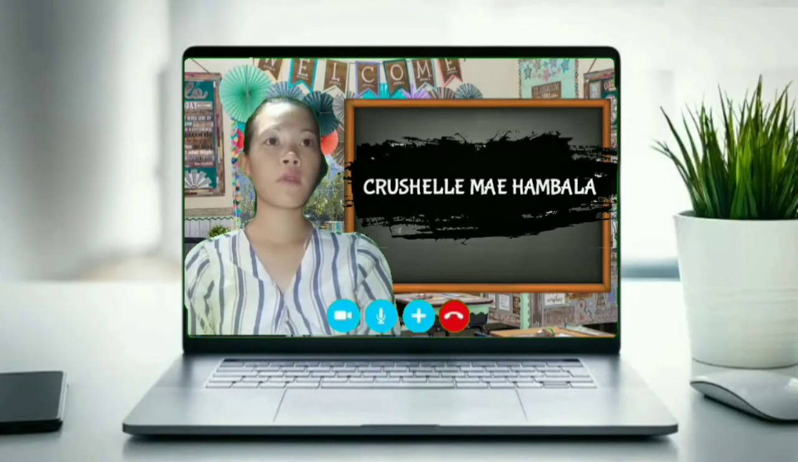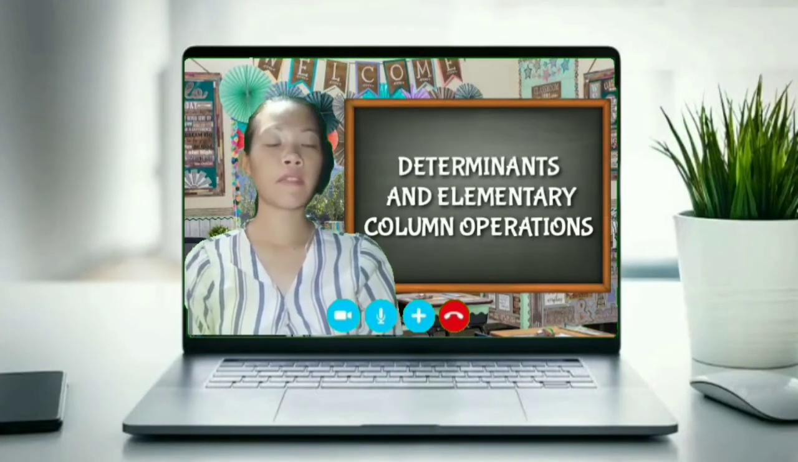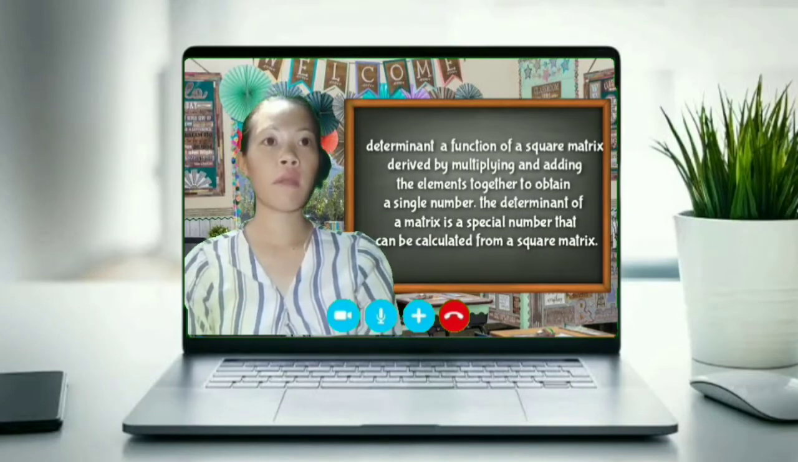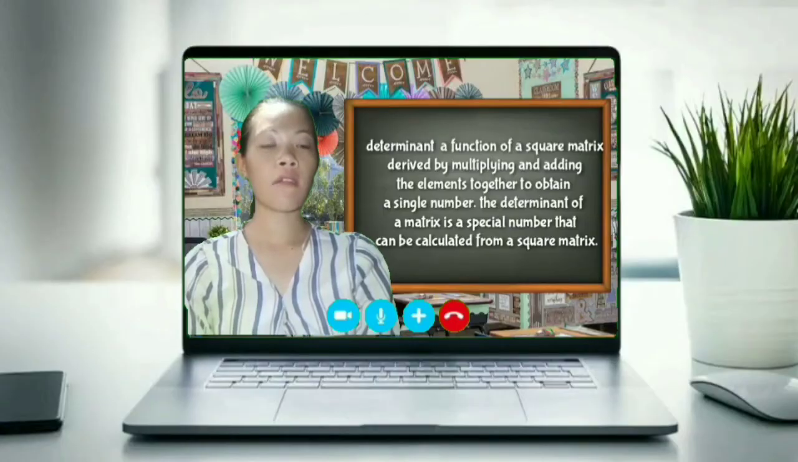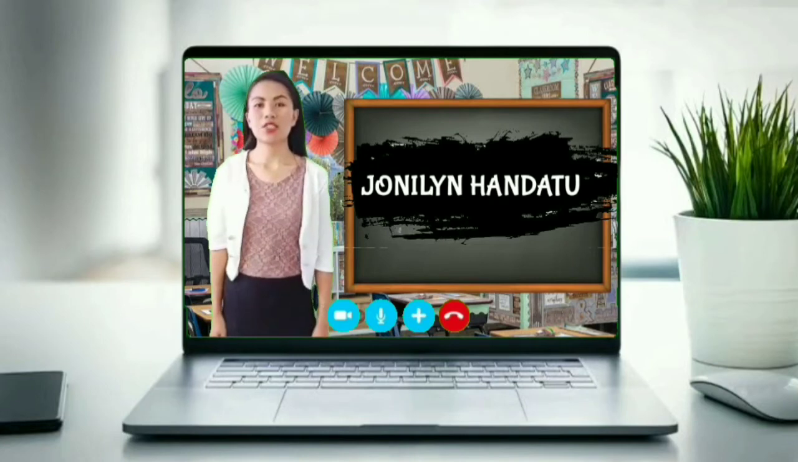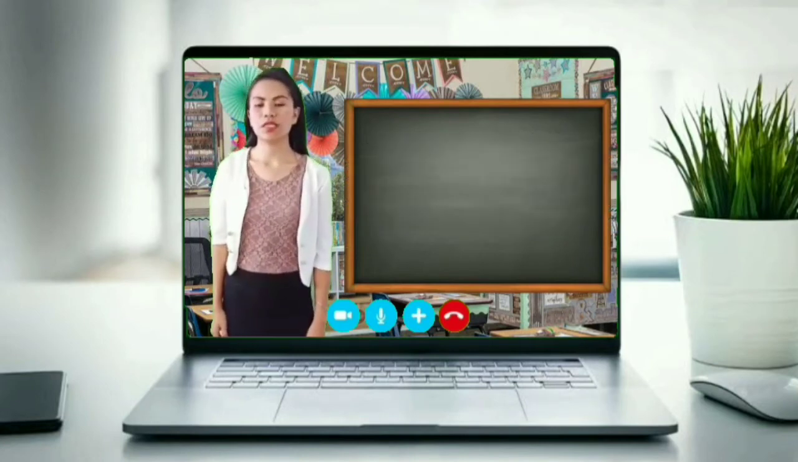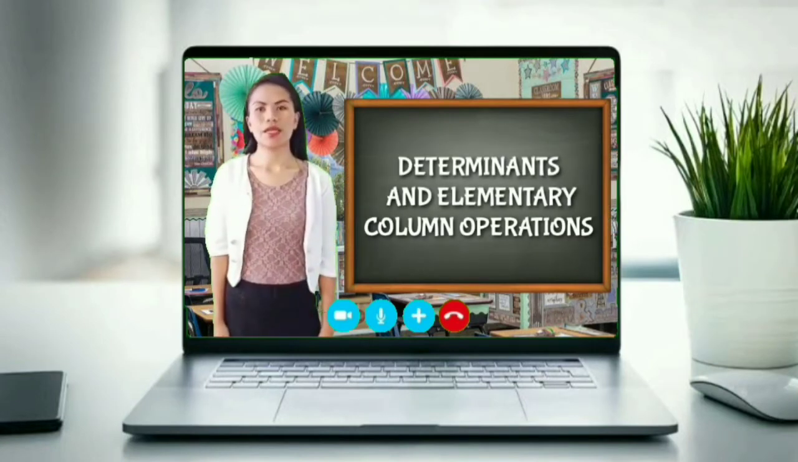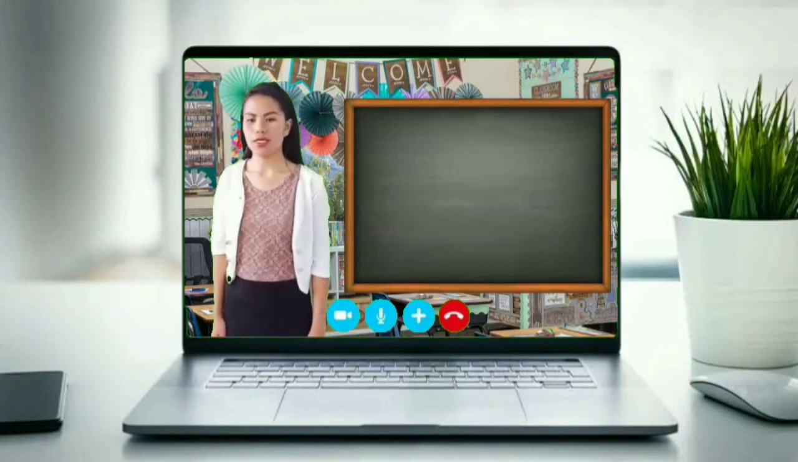We are tasked to report about determinant and elementary operations. Determinant: a function of a square matrix, obtained by multiplying and adding the elements together to get a single number. The determinant of a matrix is a special number that can be calculated from a square matrix. My task is to share with you the importance of a determinant and elementary column operations.